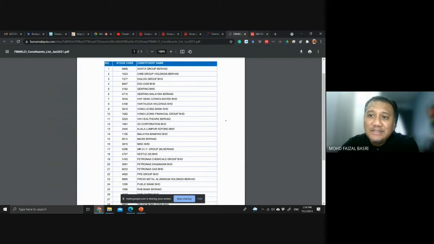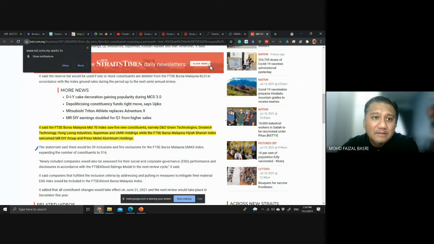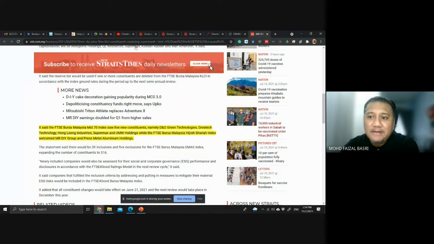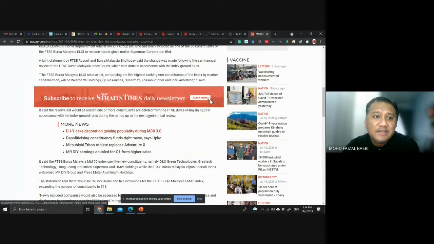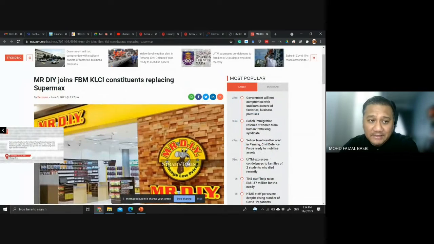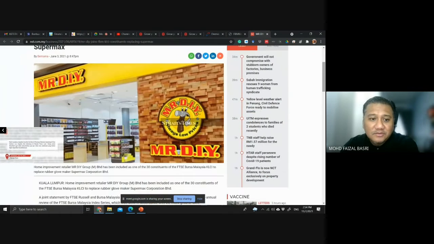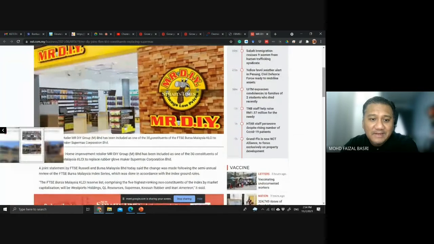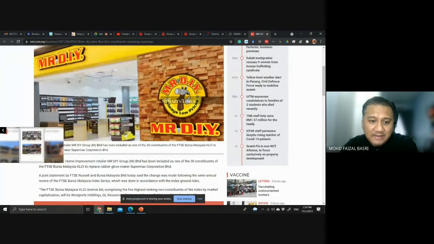So I terjumpa tadi ni, ada satu news. Ni last month. Kan dia announce June tadi kan. Okay, Mr. DIY dah masuk dah dalam FBM KLCI constituent. Dia dah gantikan company Supermax ni. So menunjukkan how improvement they made lah. Okay, daripada glove maker ni, rubber glove Supermax, Mr. DIY dah masuk by FTSE Russell dengan Bursa Malaysia.